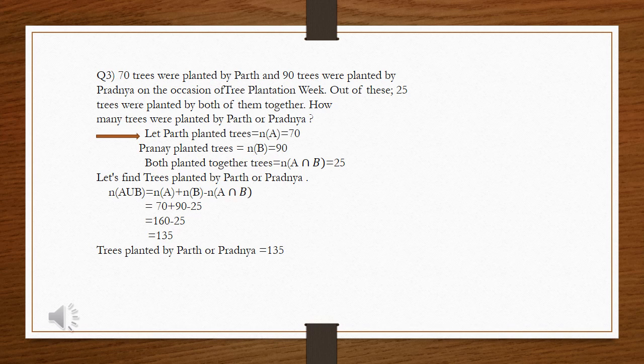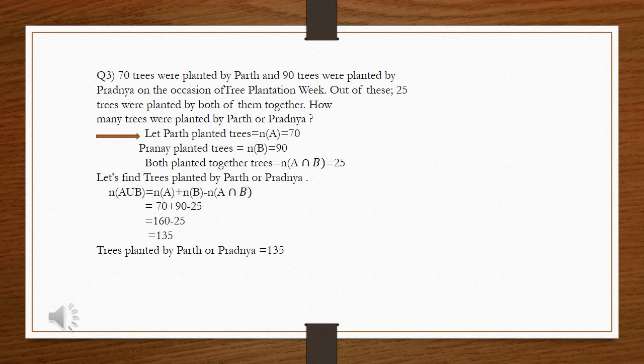First, let us write down all the given things. Let the trees planted by Parth be n of A equal to 70. That means we represent this set by set A, so write n of A equal to 70 trees. Pradnya planted trees, n of B equal to 90. And both planted trees together, so we write the intersection set n of A intersection B equal to 25.